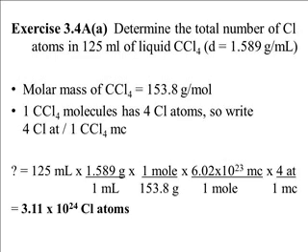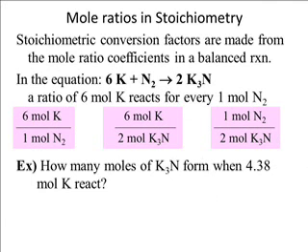Now let's multiply it by molar mass so that grams can cancel out. Let's multiply it by Avogadro's number so moles can cancel out. And finally, let's multiply it by the fraction that is the number of chlorine atoms per molecule so that molecules can cancel out. We're left with a number that's large, but we expect it to be large. 3.11 times 10 to the 24th chlorine atoms.